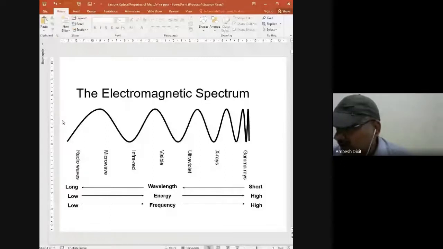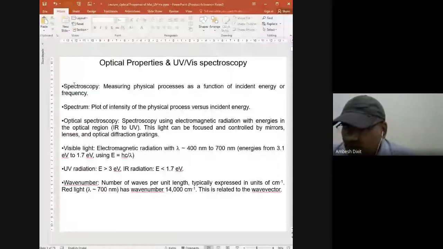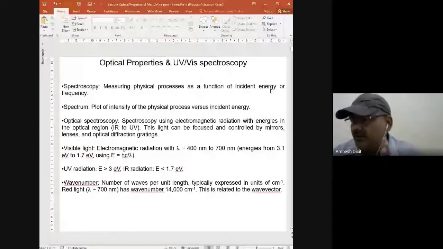You find out the source, you select the region, and you use that particular section of the electromagnetic spectrum to interact with your material and then enjoy the outcome of that interaction. That is spectroscopy. So spectroscopy is measuring physical properties as a function of incident energy or frequency, selected from the whole electromagnetic spectrum the way you like, where your source is available. You select that particular point and then distribute it.